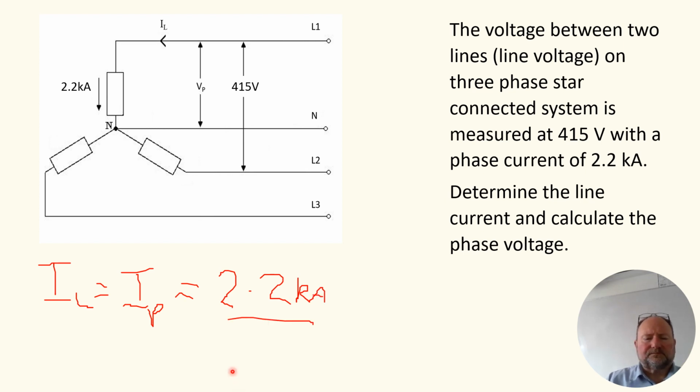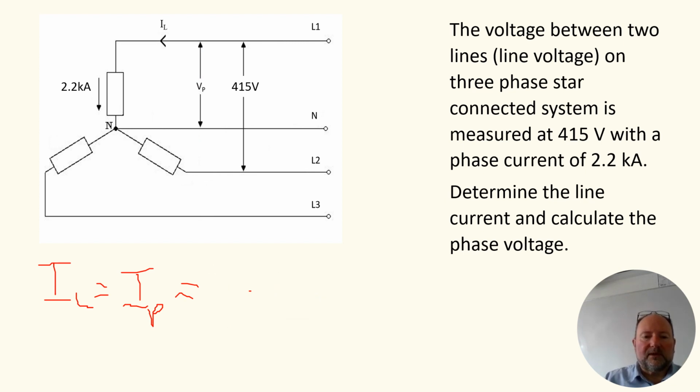How does that work out? Well, they've somehow measured the current here. If they used an ammeter, it would go into that line there. Now don't forget, as with series resistances, it doesn't matter where you measure the current, it's always going to be the same value. If I inserted an ammeter at this point, what current would it give me? 2.2 kA. Would it make any difference if the ammeter was here, or here, or here? You'd get 2.2 kA. So with a star connected system, the line current and the phase current are always equal. That's the easy part of the question.